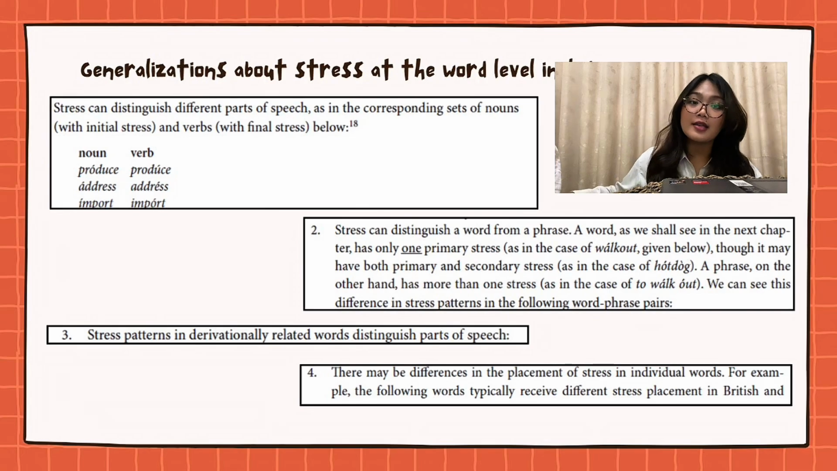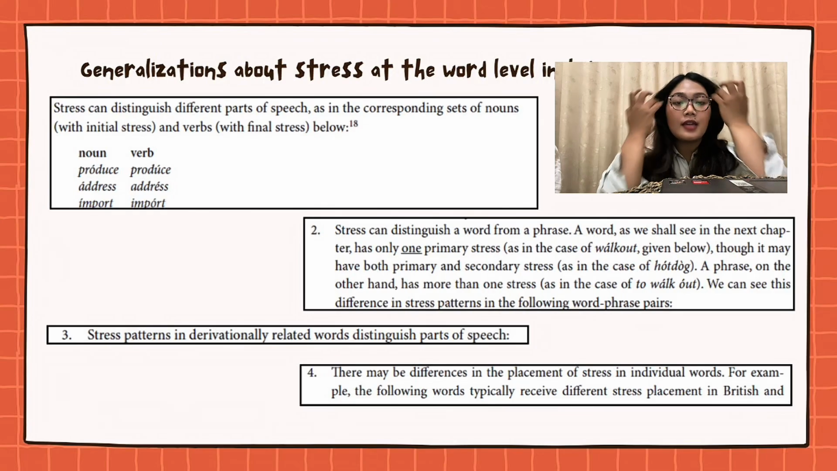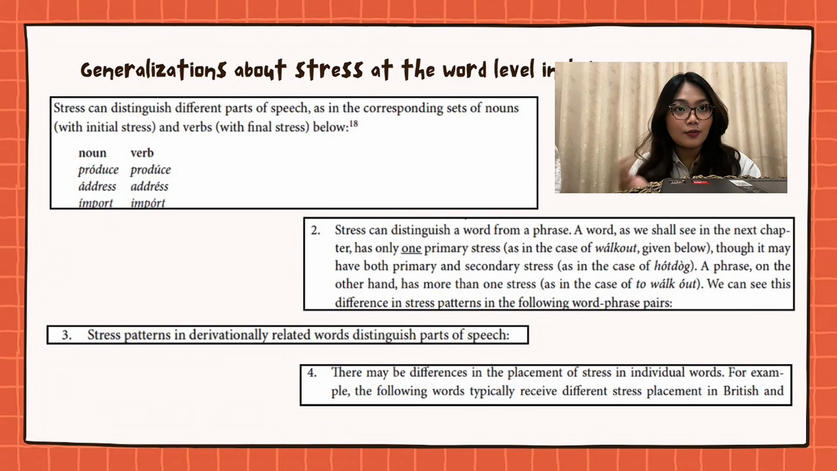The first one is that stress can distinguish different parts of speech, as in the corresponding sets of nouns with initial stress and verbs with final stress. Check the examples below, so we can compare between noun and verb. First, the noun: produce, with the stress on the o. And the verb is produce, with the stress on the u.